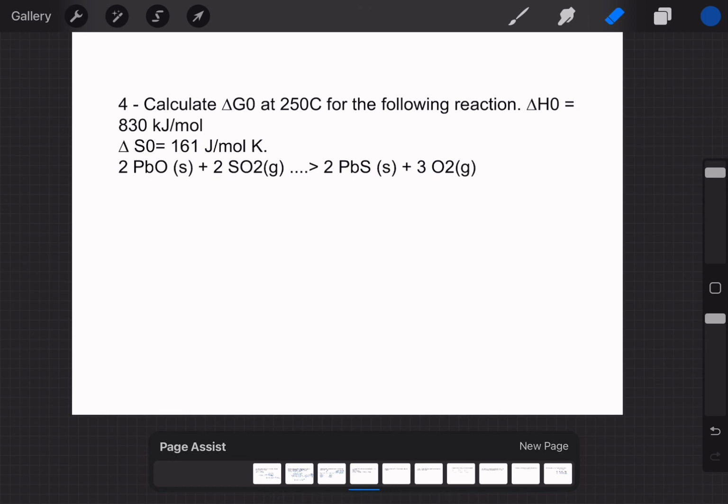Okay, starting off with question 4. Once again, I'm going to give you a moment to answer this question on your own, or at least to start it off. Okay, hopefully you had enough time. We're going to be using the formula of change in G equals change in H minus change in temperature times S.